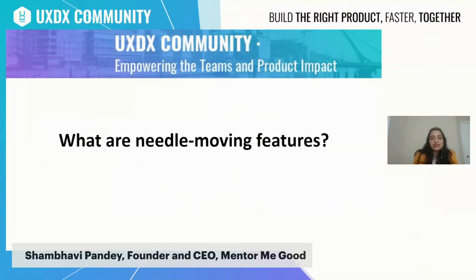What are needle moving features? Why don't we look at some features, and maybe you can write your responses in the chat box, and we'll see if some of them are needle moving or not.